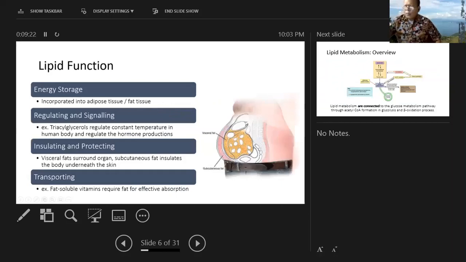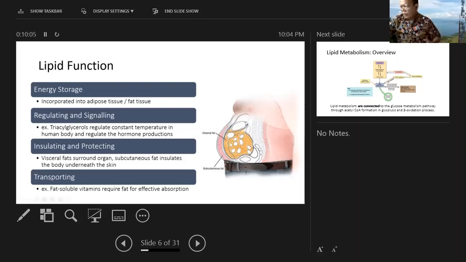Then let's move to lipid function. Lipid functions as energy storage. It means that lipid is incorporated into adipose tissue or fat tissue. And the second one, regulating and signaling. For example, triacylglycerol regulates constant temperature in the human body and regulates hormone production. And the next is insulating and protecting. Visceral fat surrounds organs. Subcutaneous fat insulates the body underneath the skin.